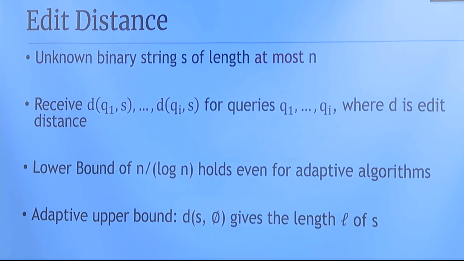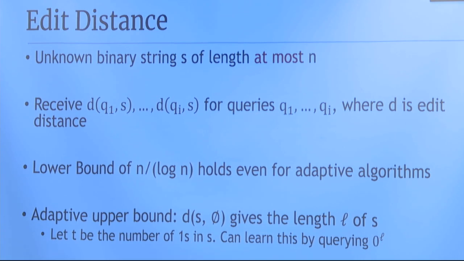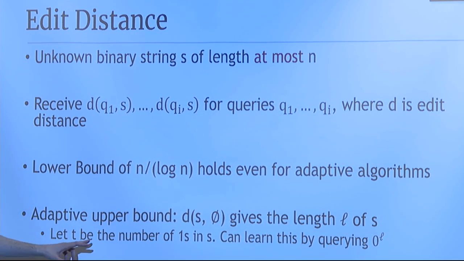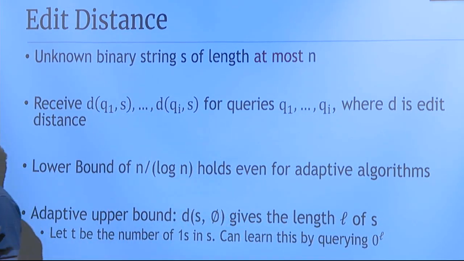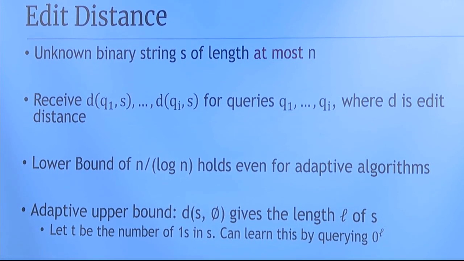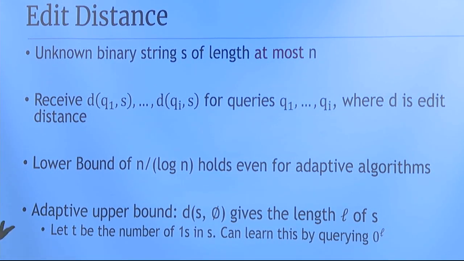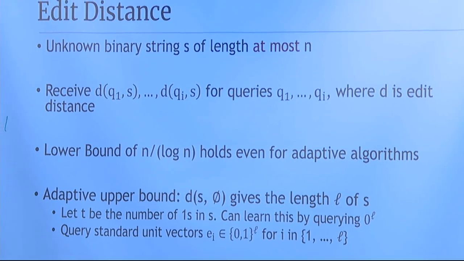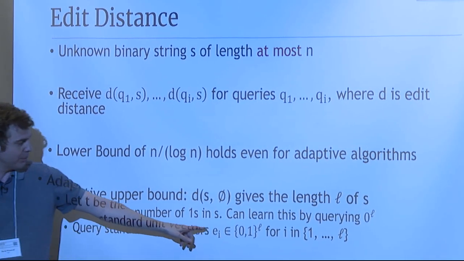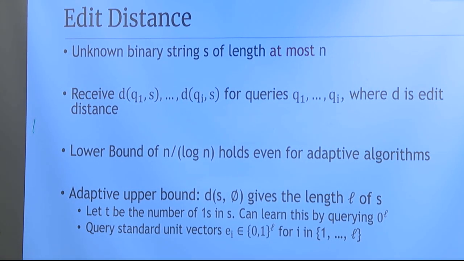After that, we can let T be the number of ones in the secret. This is easy to learn just by querying the all zeros string of the appropriate length. So that gives me the number of ones in S, now that I know the length. And a very simple algorithm is just to query standard unit vectors here. We can let EI be the ith standard unit vector, which has a 1 in the ith position and zeros elsewhere. Importantly, the length of this vector is L, which we've learned. It's the same as the length of the secret S.